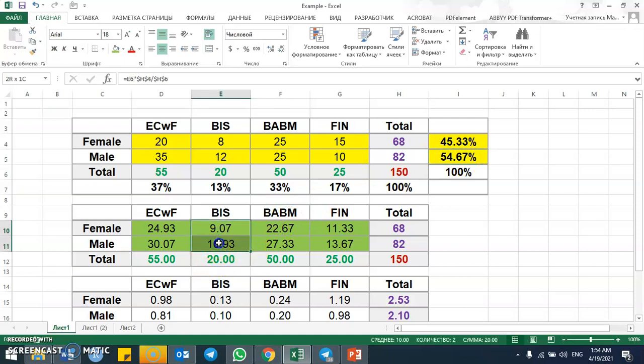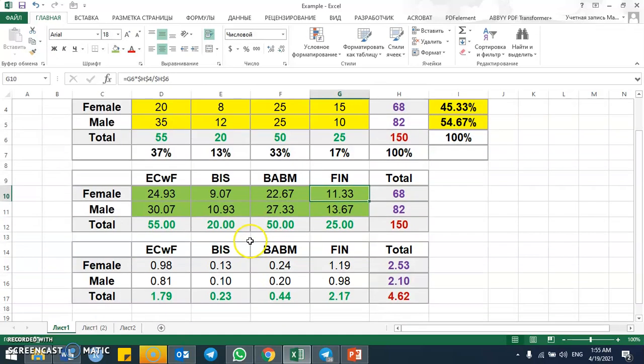So in other words, if the distribution in the BIS among the males and females is the same as the whole, across all the courses, then the number of males should have been 1093. And then the same we do for the BABM, and then fin.